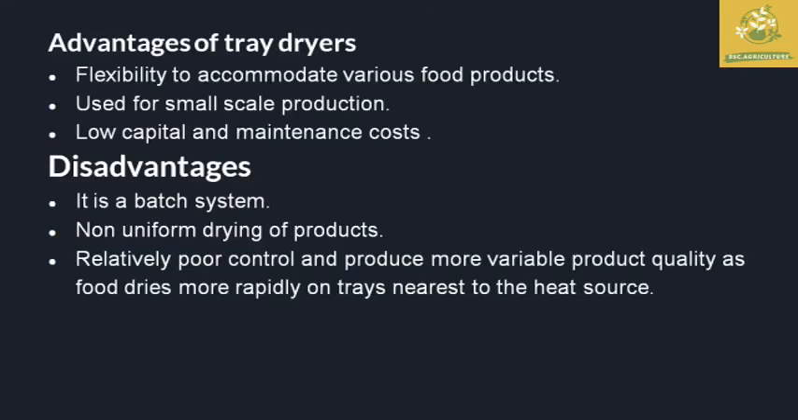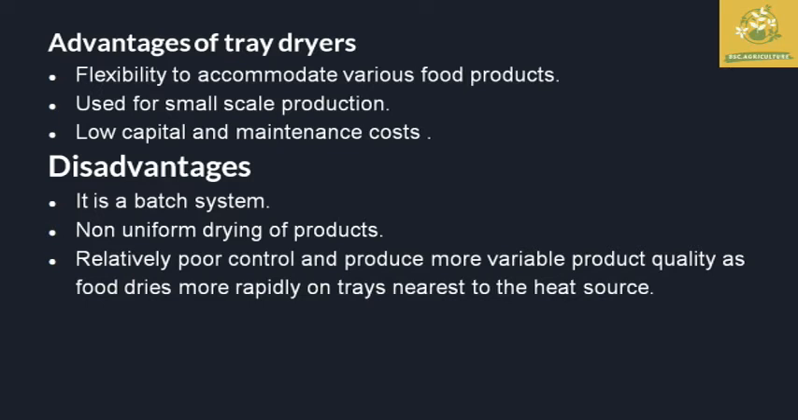So this is the picture of tray dryers, and the advantages are flexibility to accommodate various food products, suitability for small scale production, and low capital and maintenance cost. But the disadvantage is that it is a batch system, so we must wait for the next batch to be done, and non-uniform drying of products can occur due to improper conditions and relatively poor control, producing more variable product quality as food dries more rapidly on trays nearest to the heat source.